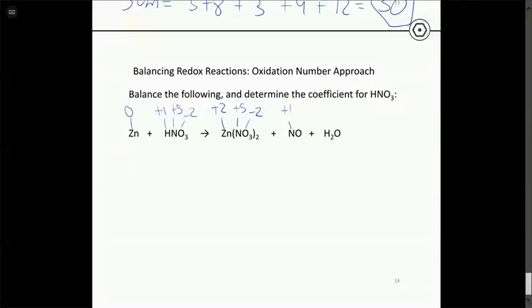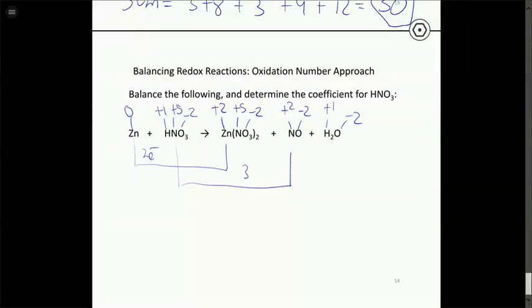NO is -2, my bad. Trying to work too fast here. So -2 for oxygen, +2 for nitrogen to balance that. Water again, see it all the time. Okay, so if we look at what's changing its oxidation number, zinc is going from 0 to +2, so that's 2 electrons. This nitrogen +5 to +2, that's 3 electrons.